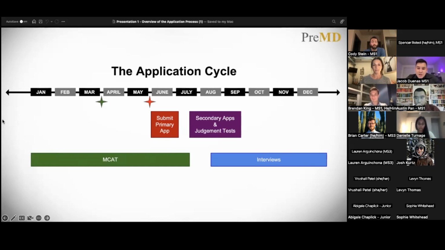Then interviews start rolling in usually mid to early August, and those can go through the rest of the year. This timeline says the end of December, but those can come as late as the spring. For example, I didn't get an interview to Anschutz until late January. So it's highly variable, and just because you don't get anything in the early months, don't let that bring you down.